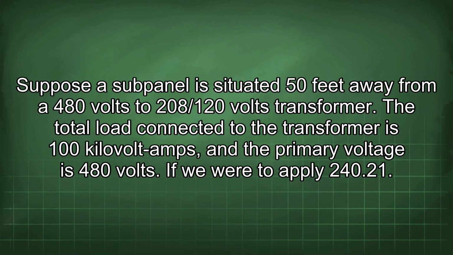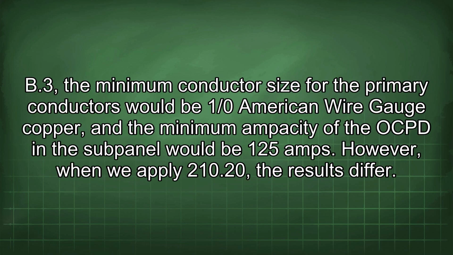Suppose a subpanel is situated 50 feet away from a 480 volts to 208/120 volts transformer. The total load connected to the transformer is 100 kilovolt amps, and the primary voltage is 480 volts. If we were to apply 240.21(B)(3), the minimum conductor size for the primary conductors would be 1/0 American wire gauge copper, and the minimum ampacity of the OCPD in the subpanel would be 125 amps.